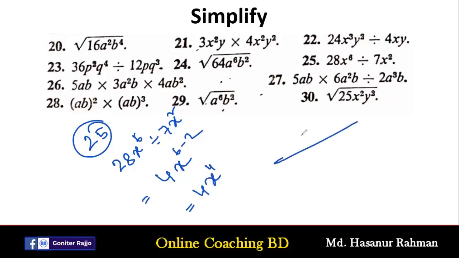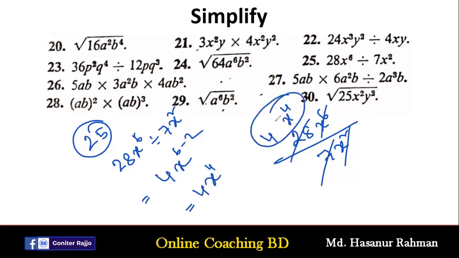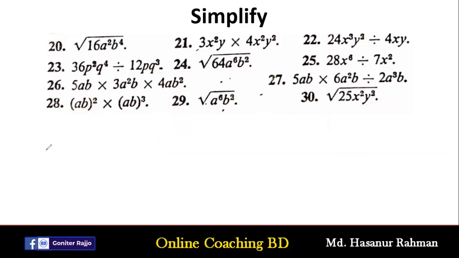Or we can solve in this way. 28 x to the power 6 divided by 7 x square. 28 by 7, that will be 4. x to the power 6 by x square, that will be x to the power 4. Look, you will get the same answer here also. Now next one, 26. 26 is also a very similar problem.